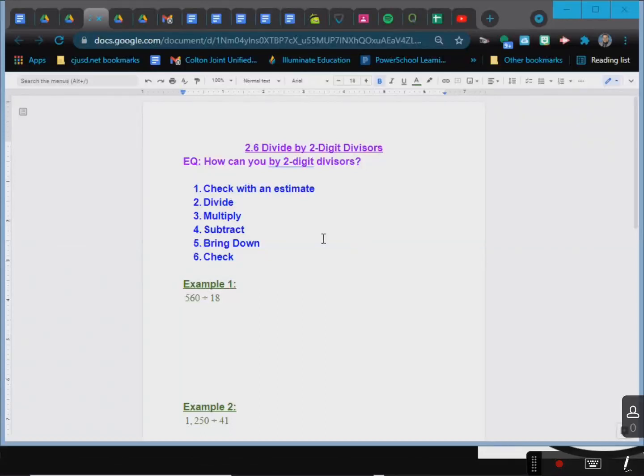Hello everyone, welcome to 2.6, divide by two-digit divisors. The essential question is, how can you divide by two-digit divisors? So, let's divide right there.